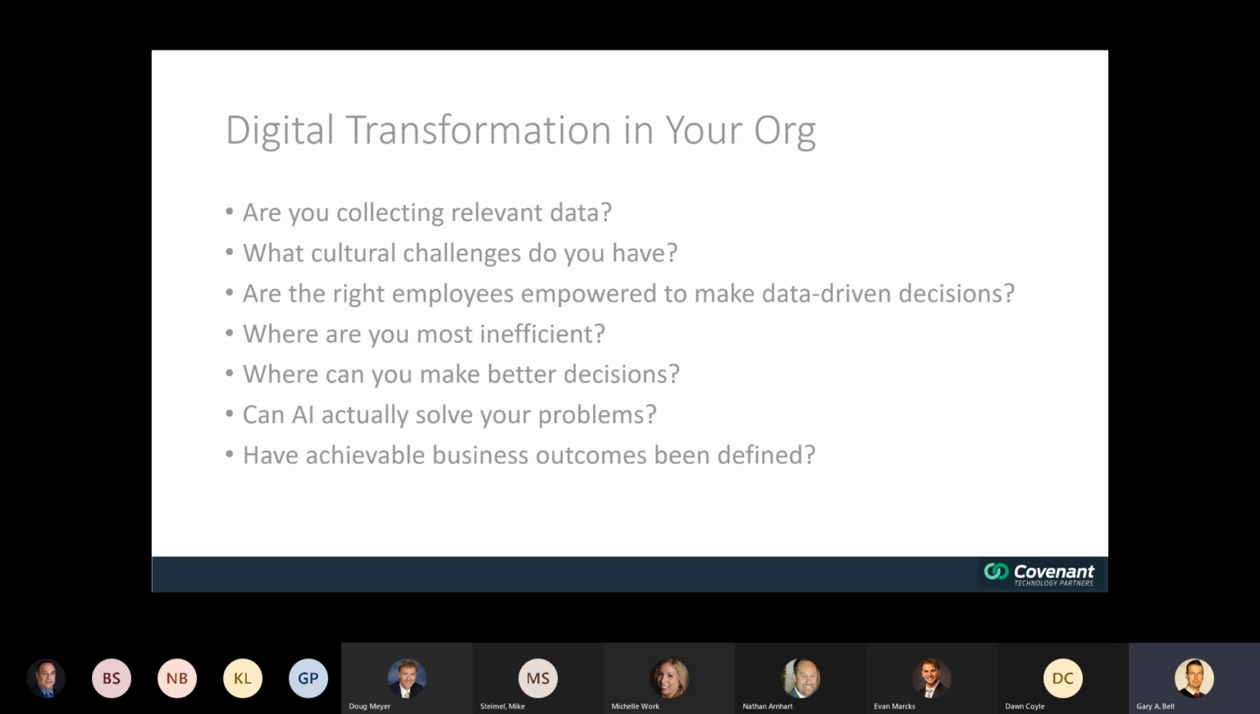So we talked already about some of the cultural challenges and making sure that people are empowered to make the decisions. So begin to think about what areas within your organization you are really struggling for better efficiency and better decision making, and begin to think about how you might pilot a project that would help solve some of those problems using algorithms and advanced AI.